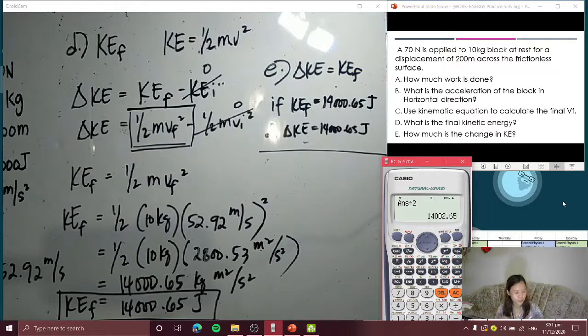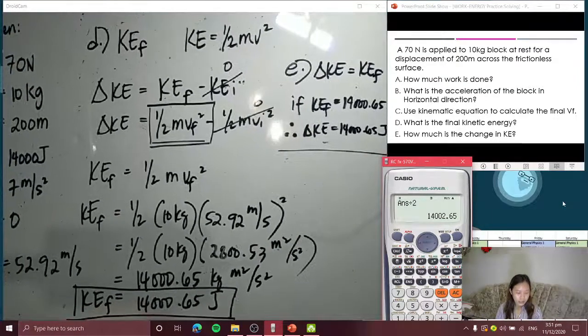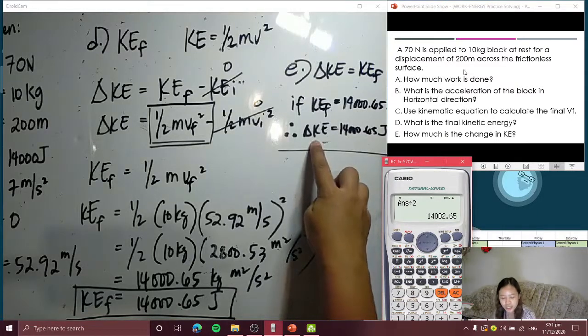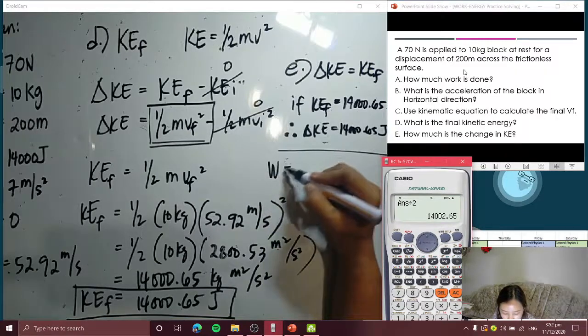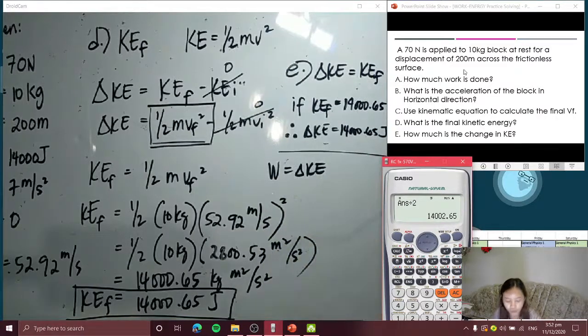So I hope that is clear. Okay, so let me tell you something. If you can still remember, our total work done is 14,000 joules. The work done that we computed earlier is the total amount of work. Now, if we take a look at our change in KE, if you can still remember, work is equal to change in KE, as we discussed last time.